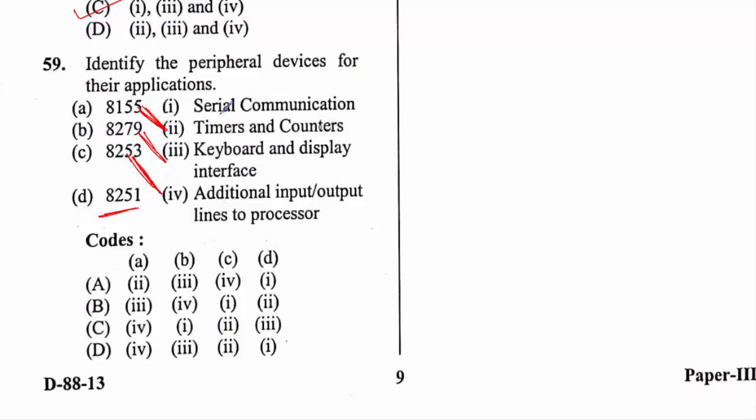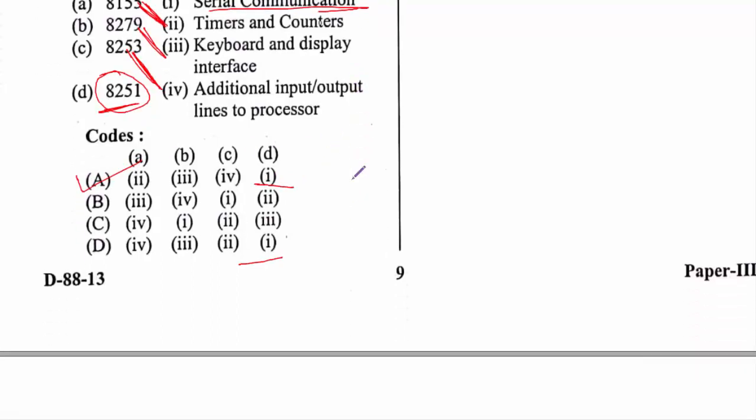8251, we know it is for serial communication. So the only option you will be very much familiar is 8251 is for serial communication. So D should be mapped to 1. So the option that is going to follow is option A is correct.